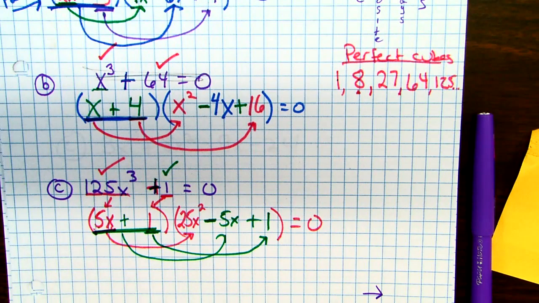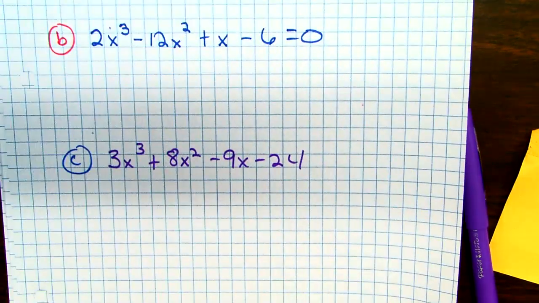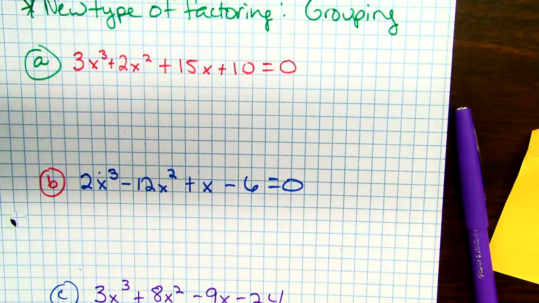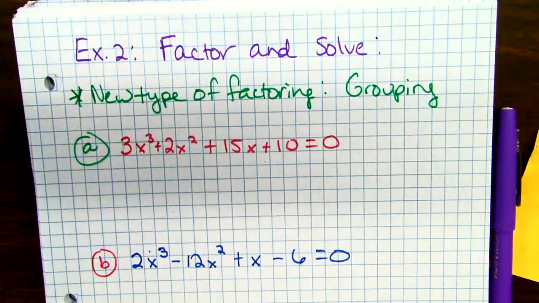Do we feel like we're getting those? Yes, we'll practice on a worksheet. There's a second type that you already know how to do, and you don't even realize you know how to do it. The last type we're going to do is a type called grouping.